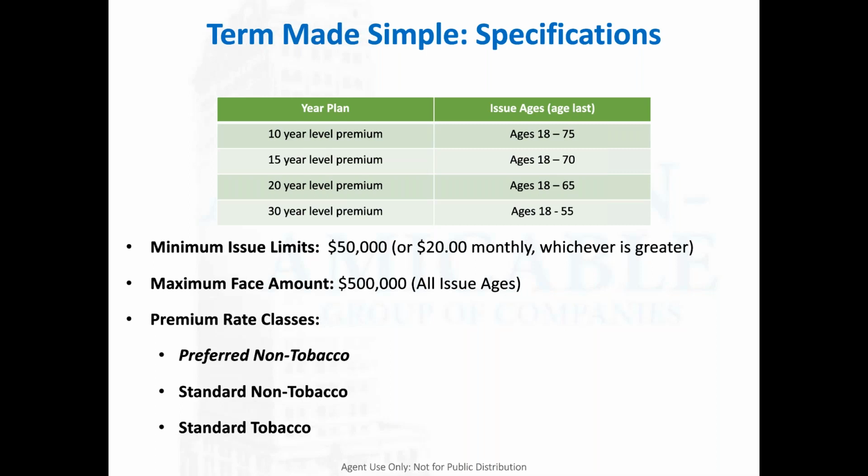Term Made Simple is issued up through age 75. It's got a 10-year for 75-year-olds. It's got a 15-year for 70s. It's got a 20-year for up to 65, and then a 30-year for up to age 55.